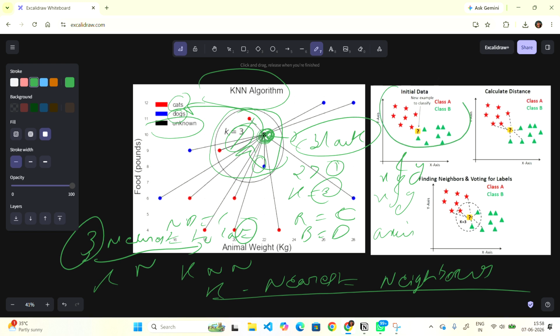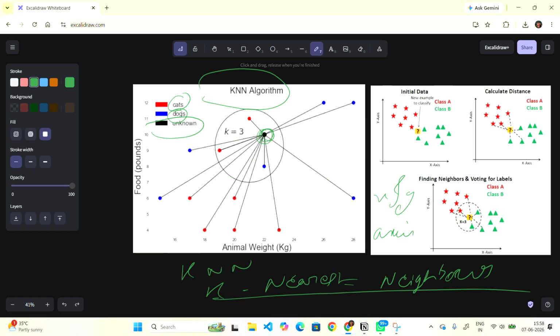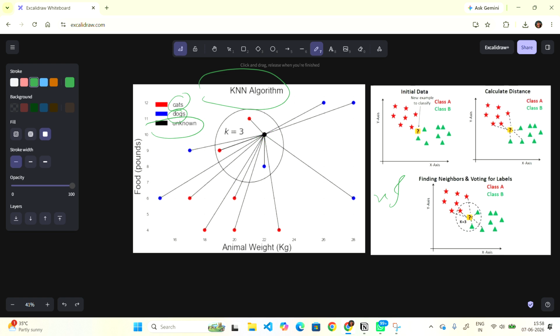So this is the initial data. We calculate the distance, out of this area. We can find 1 to 3, class A, class B, k equals 3. When we make a circle, out of 3, we can see class B has 2 and class A has only 1 data point. So the new data belongs to green. Like that, you can determine what the actual class of the data is, right?